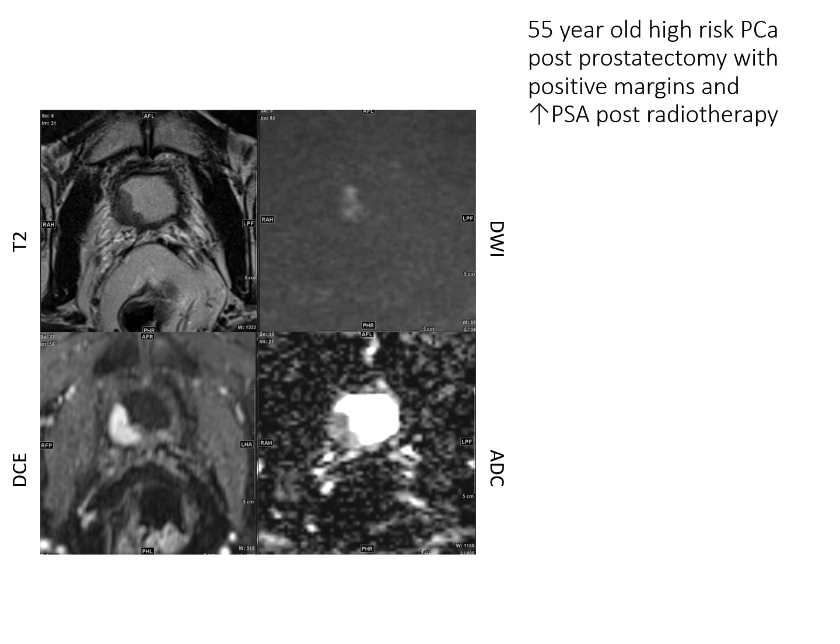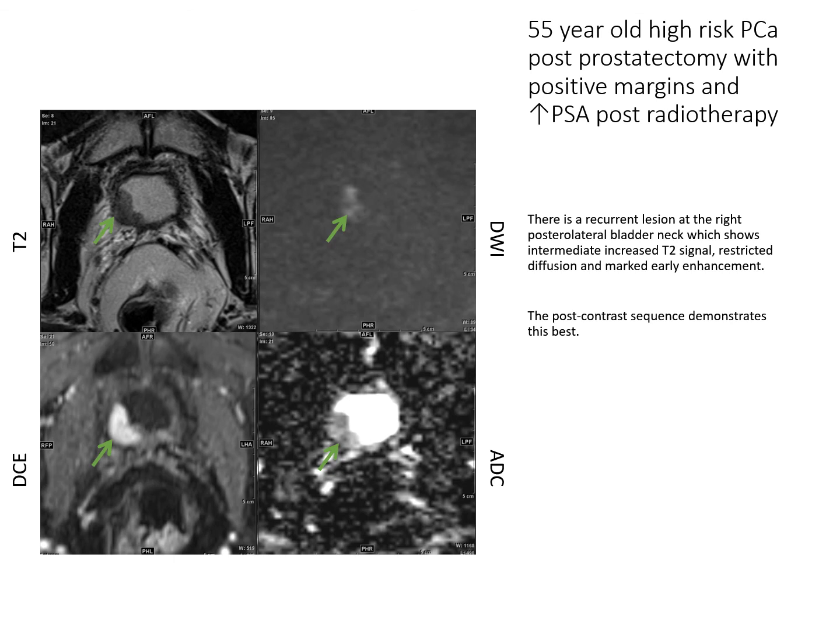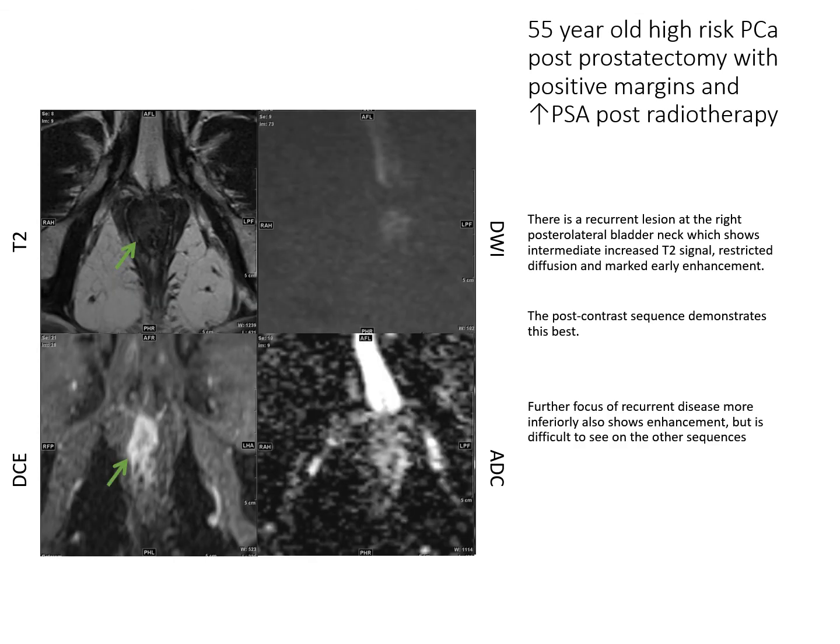If you look at this image, you can see there is actually a lesion at the neck of the bladder or just above it, which is intermediate signal on T2. You've got restricted diffusion, relatively speaking, on DWI and ADC, and it's enhancing brightly. What you find with these recurrence cases is that they really light up on the post-contrast. You can see that there's enhancement there, and in fact, further inferiorly at the perineum, there's another focus. You'd be hard pressed to find that on the T2 and on the other sequences, but look at the contrast. It's really lighting up like a light bulb.